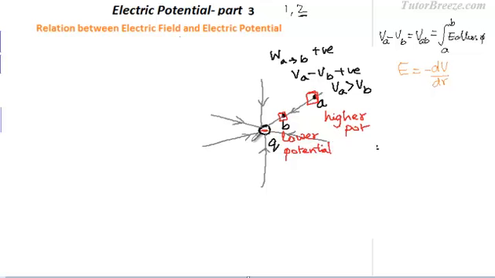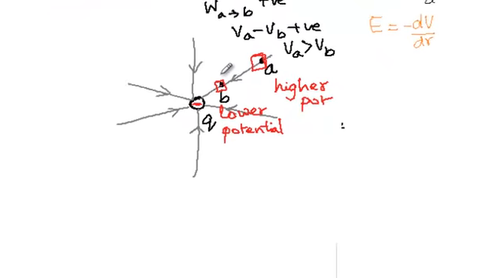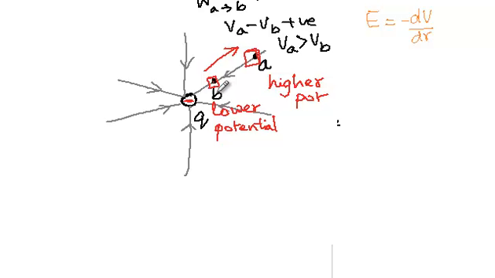So once again we can summarize the same statement and say that when you move in the direction of the electric field, you're moving in the direction of decreasing potential. And if you move in the opposite direction, which means if you move opposite to the electric field, you're moving in the direction of increasing potential.